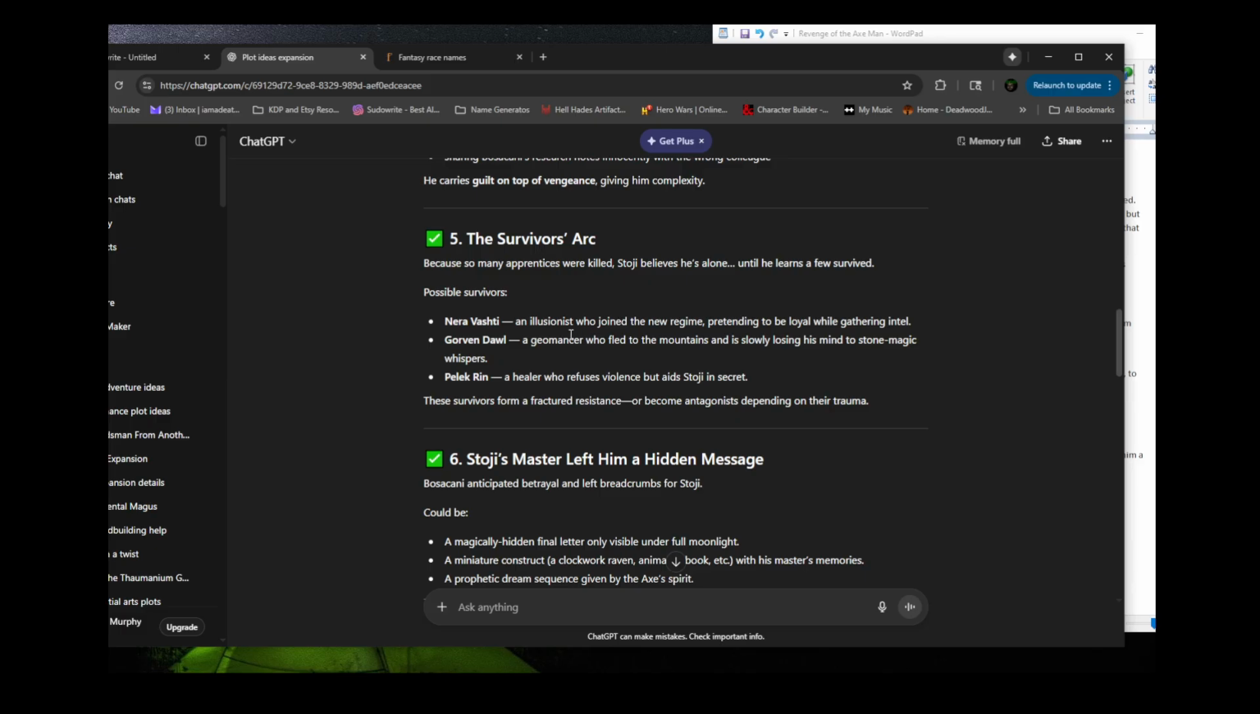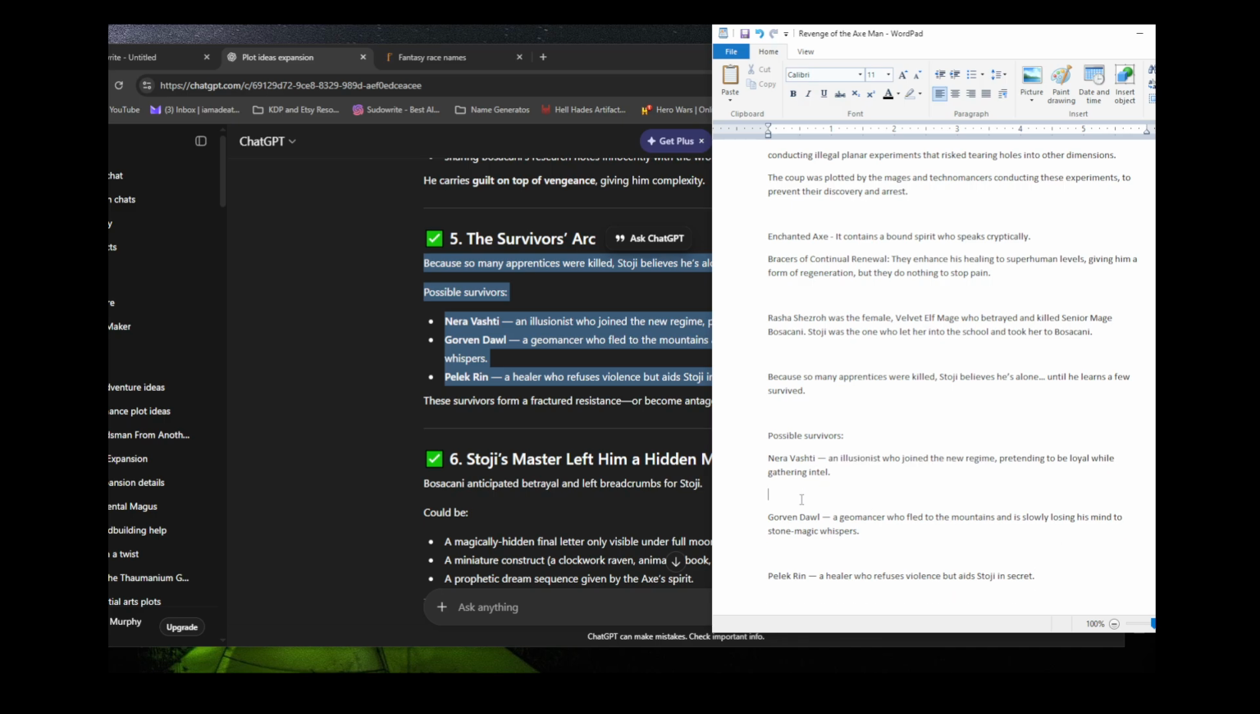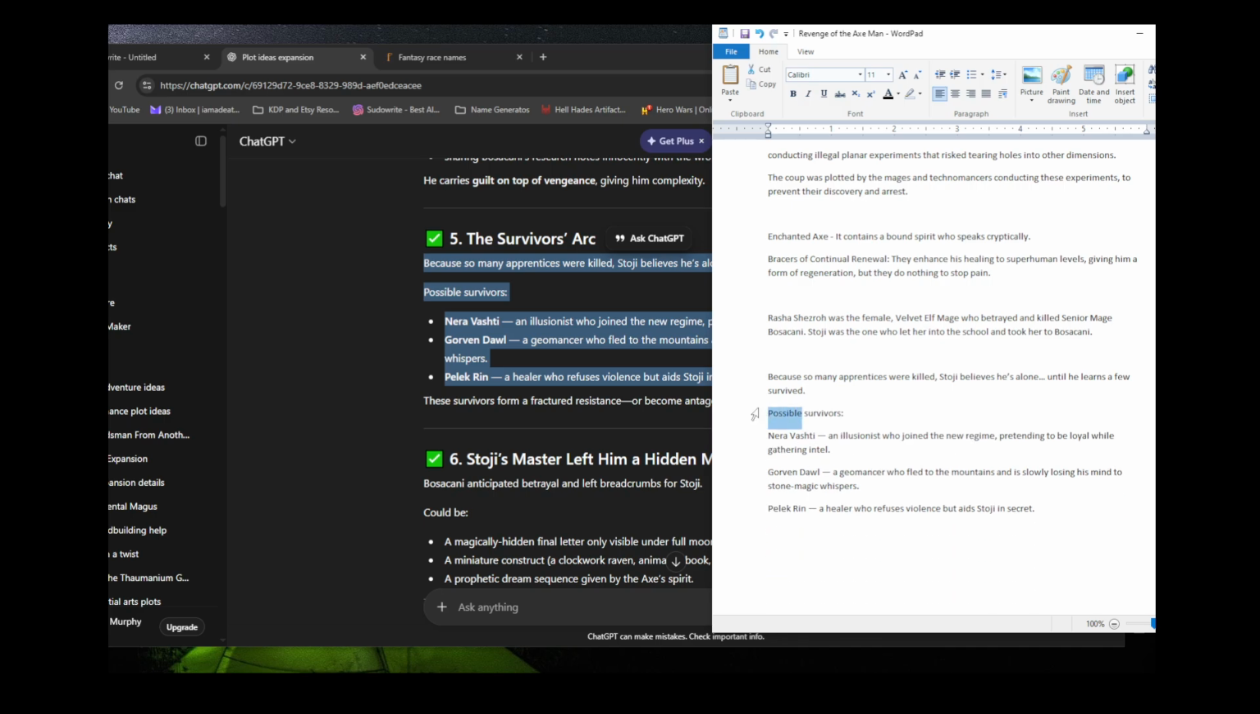So I don't really like any of the story beats here, but we can go ahead and take this part and say that there's other survivors. An illusionist who joined the regime pretending to be loyal while gathering intel. Now, actually, I do kind of like that. So, somebody who's working on the inside.